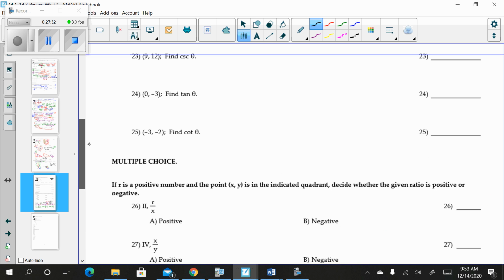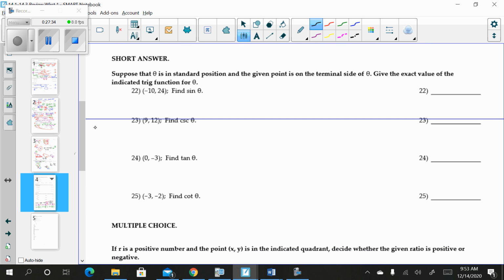All right, so let's take a look at what we did for this, and I'll jump back down to that. We always draw the picture first. So I'm going to go ahead and spot check a couple of these, make sure you're okay. I'm going to graph the point here. So it's negative 10, 24. So that would be in quadrant 2. So negative 10, we're going to go in that direction, and up 24.